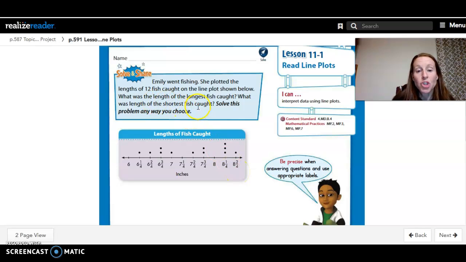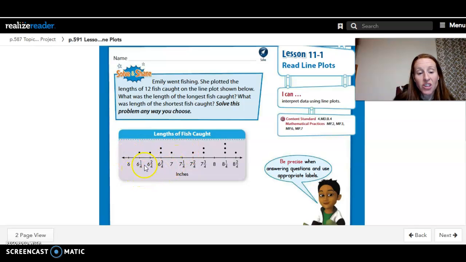Now if we want to know the length of the shortest fish caught, I have to go to the other end of the number line, and I'm looking for the shortest, or in this case, the lowest number that has a dot above it. So even though 6 is on this number line, there's no dot above it. That means they caught 0 fish that were 6 inches long. But they did catch 1 fish that was 6 1/4 inches long. That is the shortest fish that was caught, okay?